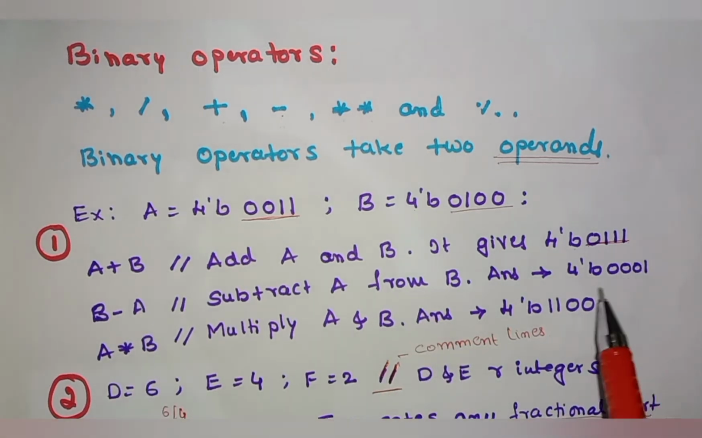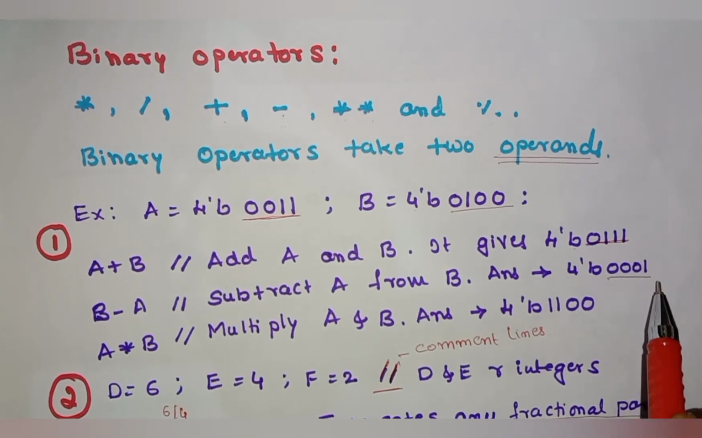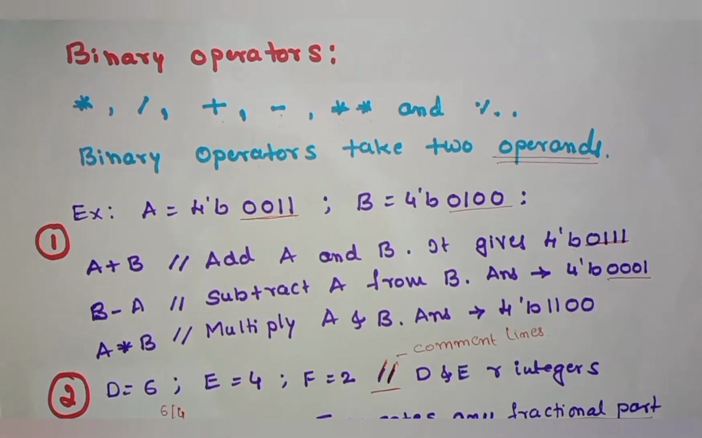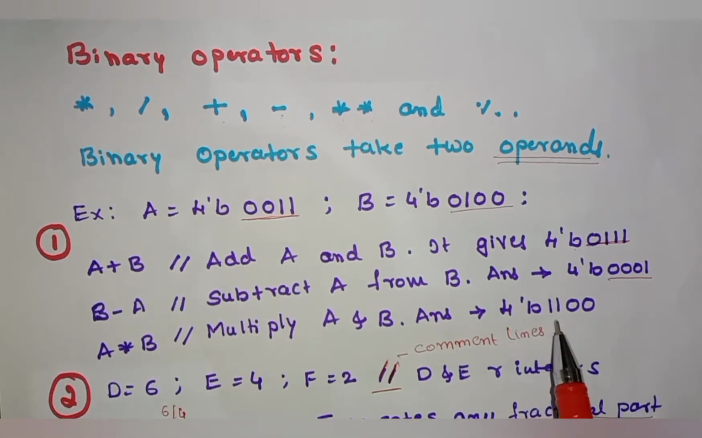Next, if I write b minus a, that is subtracting a from b, what is the answer? The answer is 0001. All of you know the addition and subtraction of binary numbers, so I am writing the answers directly. Next is a into b. Here the symbol is the star, so it multiplies a into b, and you get the number 1100.